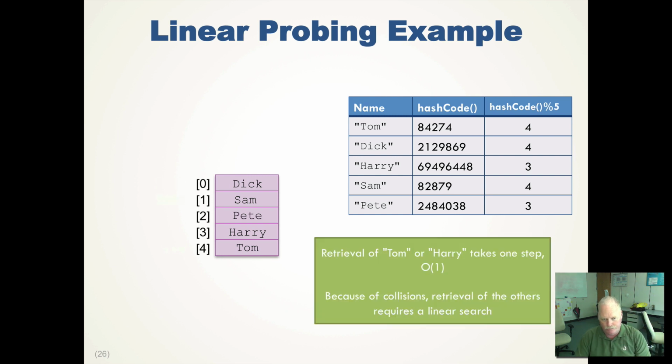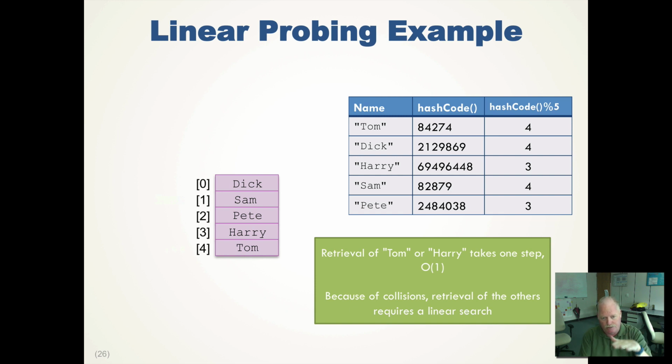Now the retrieval of Harry and Tom takes big O of 1 because they're at their index. The retrieval of the other 3 people is a linear search, because you're going to have to probe. You're going to say, oh, I want to see Pete, but I see Harry. No, I probe, I see Tom. No, I see Dick. No, I see Sam. Oh, I finally get to Pete. That's a linear search. That's big O of n, actually, because I had to go all the way through my table. So that's not very efficient because of the collisions.